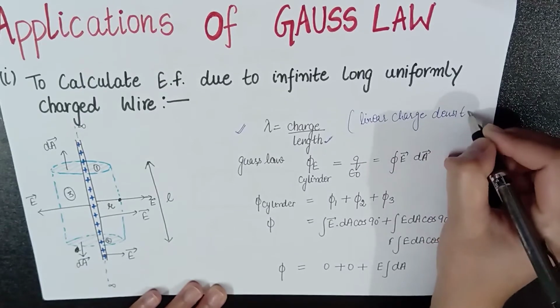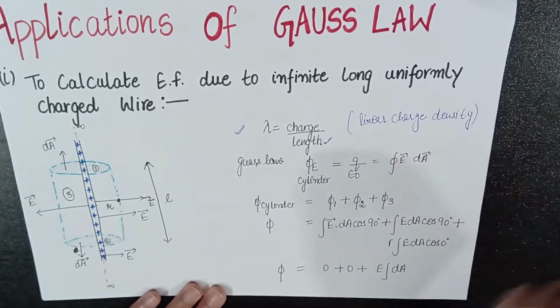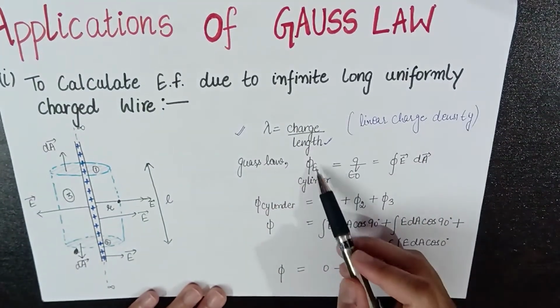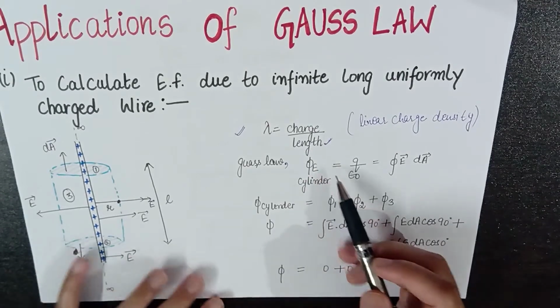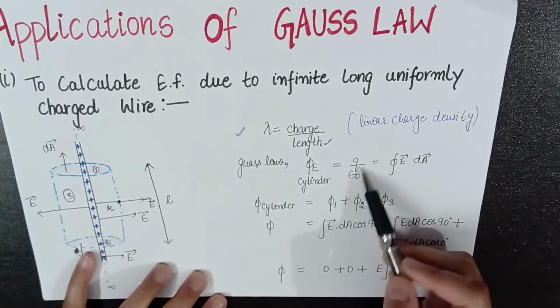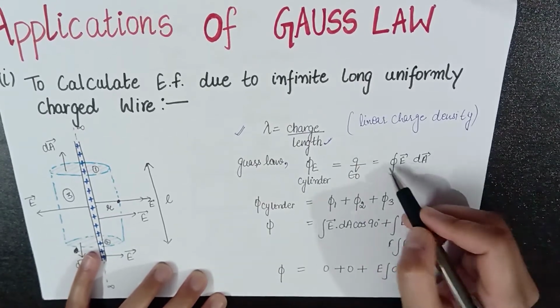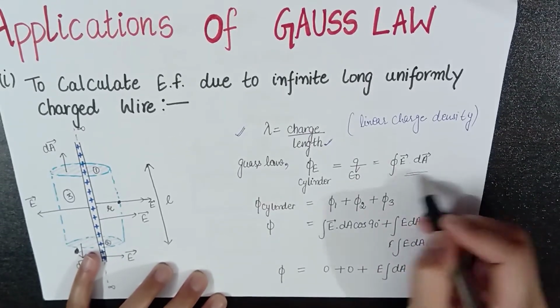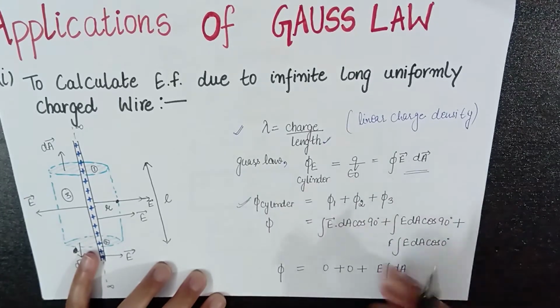Which is equal to charge upon length. So by Gauss law, we have the expression that phi E due to this cylinder is equal to 1 upon epsilon naught times the charge enclosed by this cylinder, which is further equal to the integral of E dot dA. So what will phi of the cylinder be equal to?